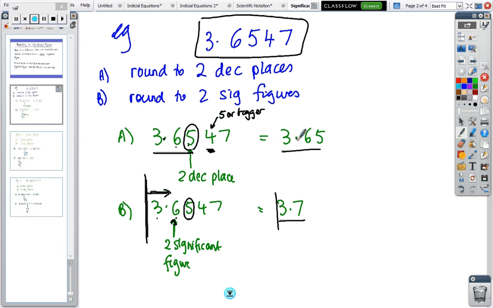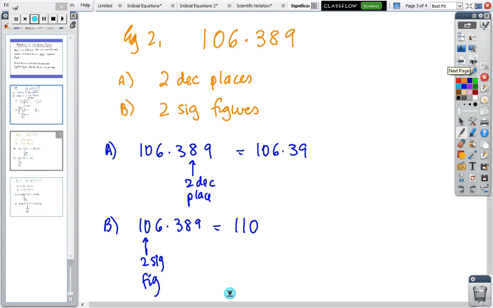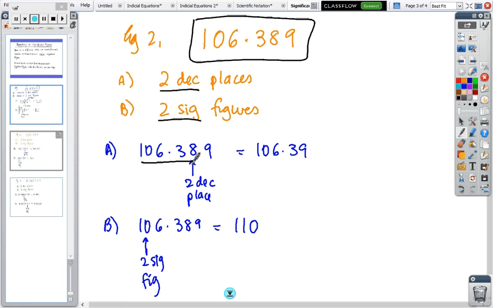We're going to do a couple more examples to make sure, and then there'll be a worksheet to go with it. So 106.389 is the original number, and I've got, again, 2 decimal places, 2 significant figures. So 106.38 has 2 decimal places, so I then look at the next number, which is a 9, so I have to round up, so it becomes 106.39.